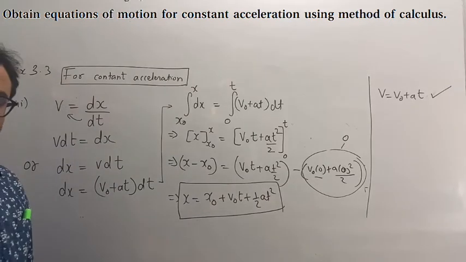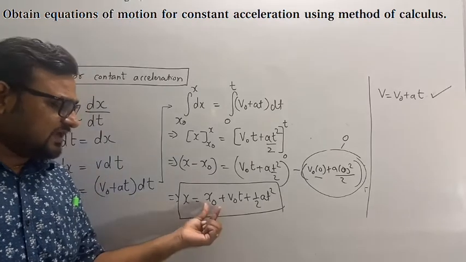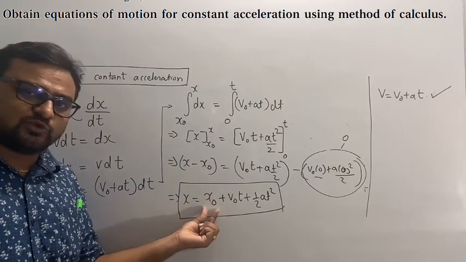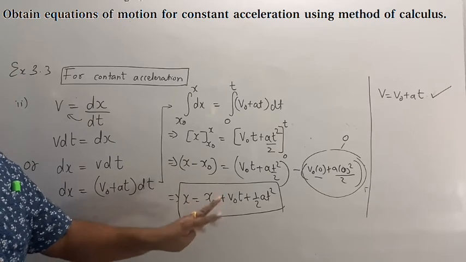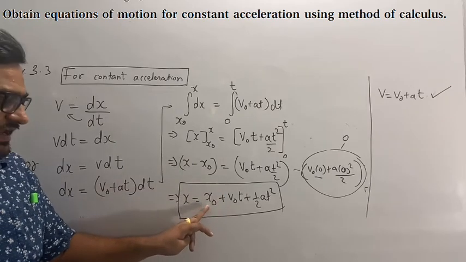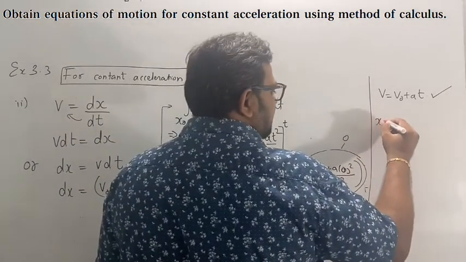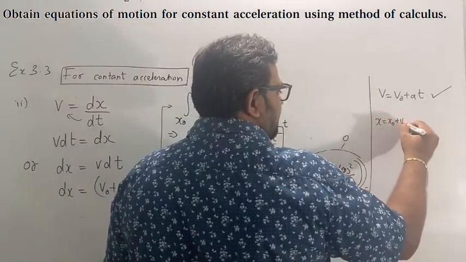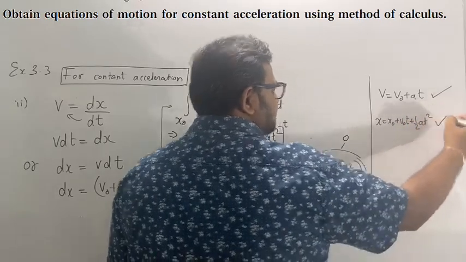Clear? You might have studied the formula like x equal to v0 t plus half a t square. In that case, we are taking x0 as 0, meaning initial position 0. At that time, it will be x equal to v0 t plus half a t square. But if the initial position is not 0, then we will take it x0. So see, we have derived the second one, x equal to x0 plus v0 t plus half a t square.